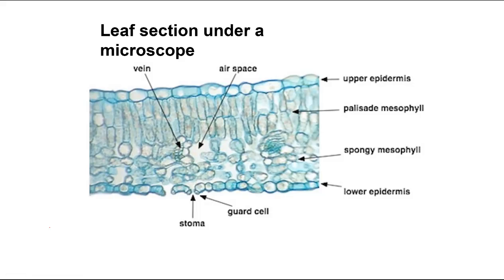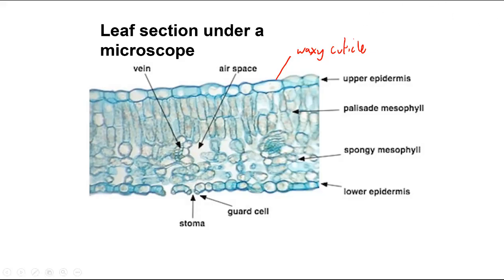So this is a real life leaf we're looking at. Now, as you can see here, it's extremely difficult to even see the waxy cuticle because it's so thin, but it has such an important job to do. It prevents water loss, so the leaf doesn't dry out and die.